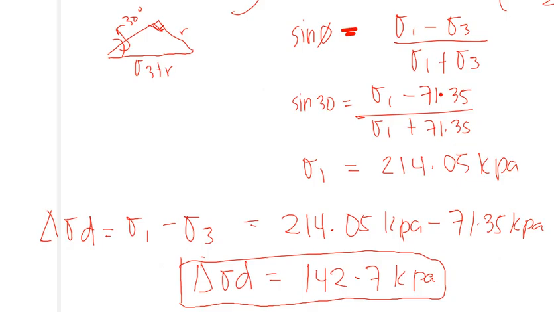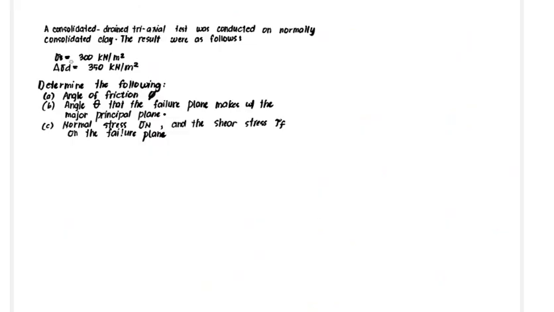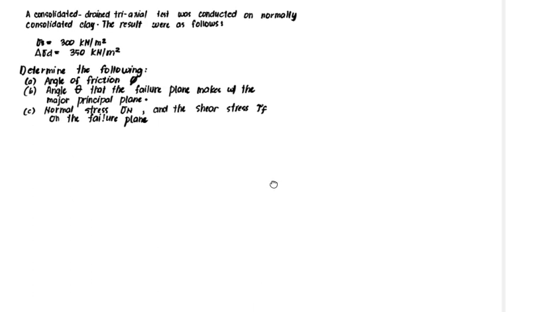So, let's have another example. For problem 2, we have a consolidated drained triaxial test conducted on a normally consolidated clay. The results were as follows: sigma 3 is equal to 300 kilonewton per meter squared, and our deviator stress is equal to 350 kilonewton per meter squared.